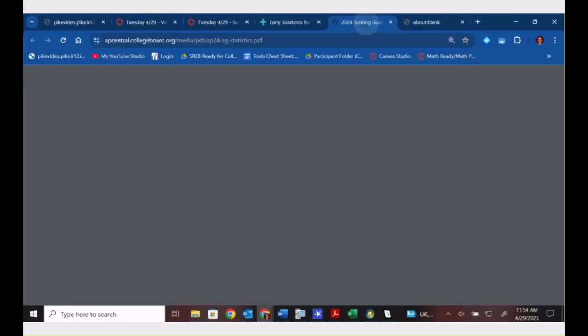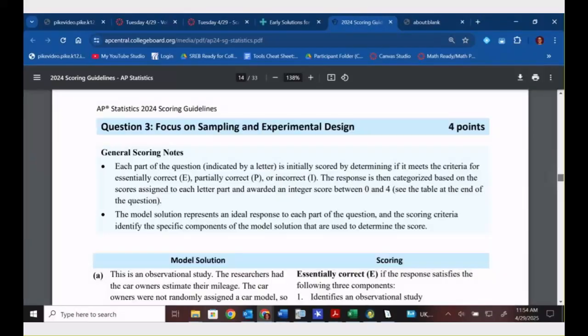So now let's look at the rubric. Has everybody found question 3 in your packet? Have you found question 3 in the scoring guidelines yet? Wonderful. All right, so let's look at those scoring guidelines for question number 3.